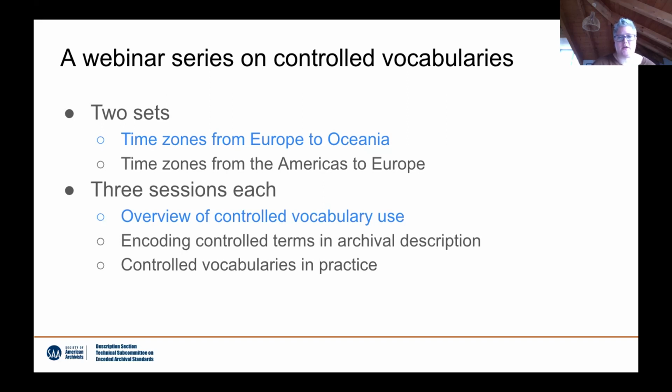Today's session, as I mentioned, is about giving an overview of controlled vocabulary use. The second session in 2 weeks' time, on the 29th of March, will be about encoding controlled terms in archival description. And then we will have a third session on the 12th of April, where we will have a few use cases, how you can use controlled vocabularies in practice.